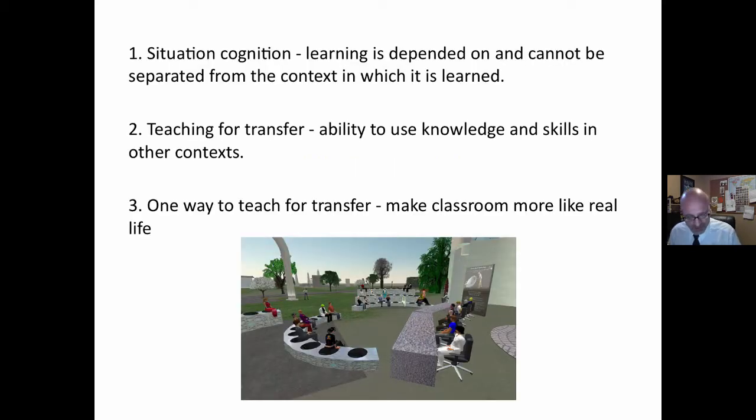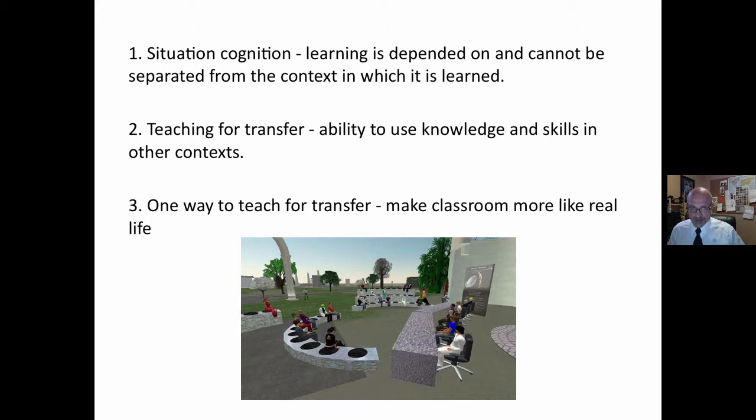Situated cognition is when learning is dependent on and can't be separated from the context in which it is learned. Things learned in school do not transfer outside that place. And of course, this does little good if school things do not transfer to the real world. Teaching for transfer is the ability to use knowledge and skills in other contexts beyond the context in which it is learned. This is the idea.